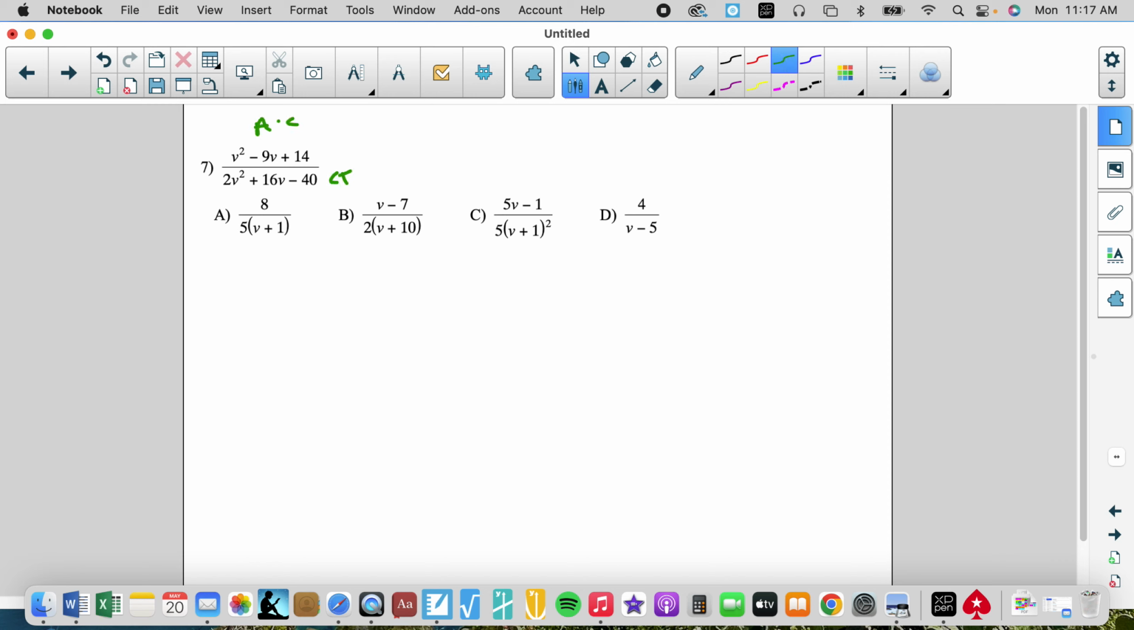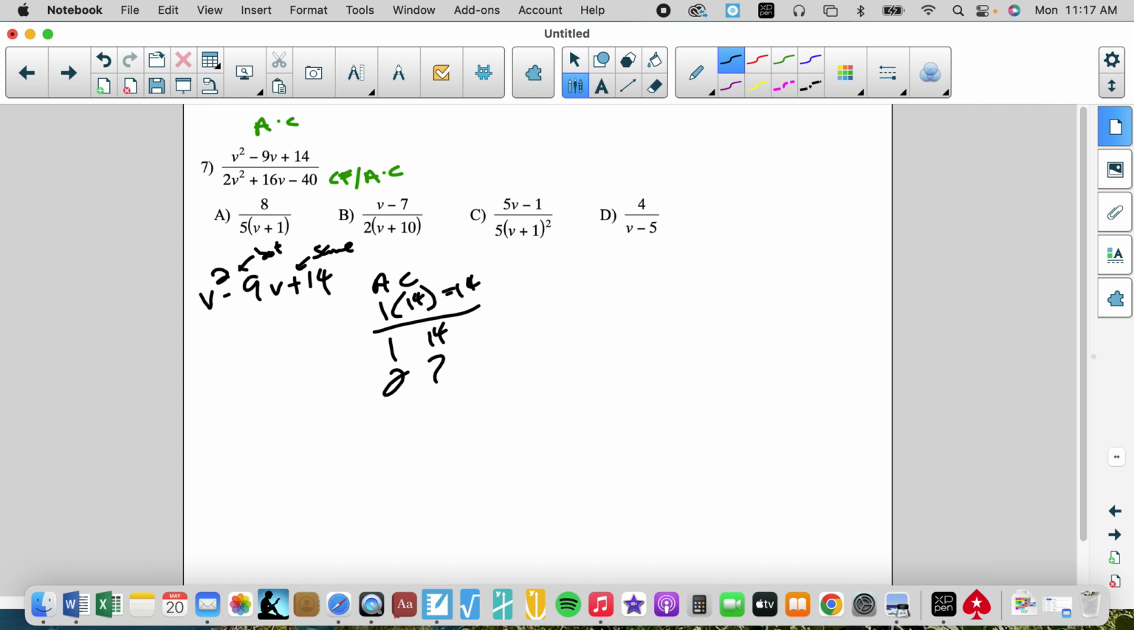And here we're going to do a common factor and then A times C. So let's do the first one. V squared minus 9V plus 14. A times C. A is 1, C is 14. 1 and 14, 2 and 7. Signs are the same, and both negative. Negative 9, negative 15. This is my middle. So I'm going to use negative 2 and negative 7. V squared minus 2V minus 7V plus 14.